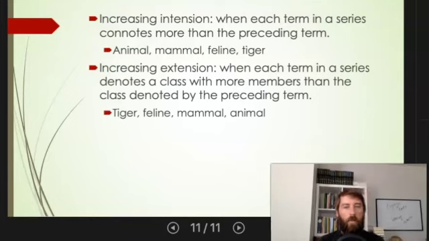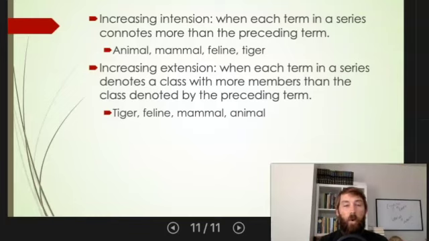So I'll just talk about this really quick. You might run across this in your homework. Think about the difference between intension and extension by thinking about increasing or decreasing intension or extension. So let's talk about increasing intension first. If we were to arrange terms in order of increasing intension, then we're going to have to arrange the terms in a way that the further down the line we get, the more things come to mind, the more details come to mind. So the reason why we list animal first and tiger last is because, what comes to mind when you hear animal? It's not very specific. But when you think of tiger, lots more details are brought to mind.